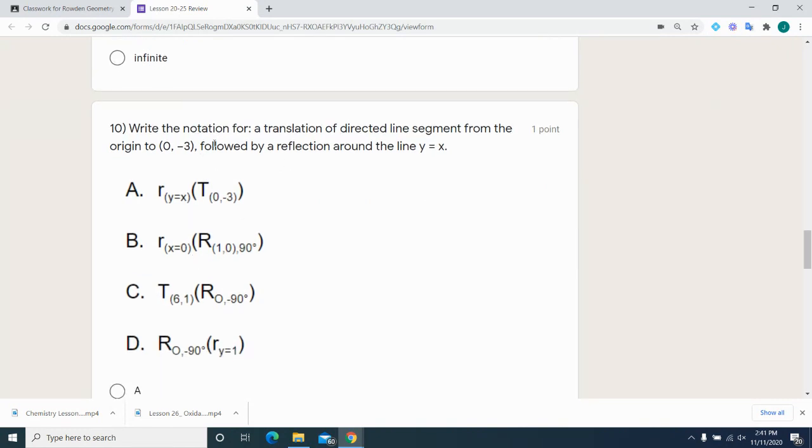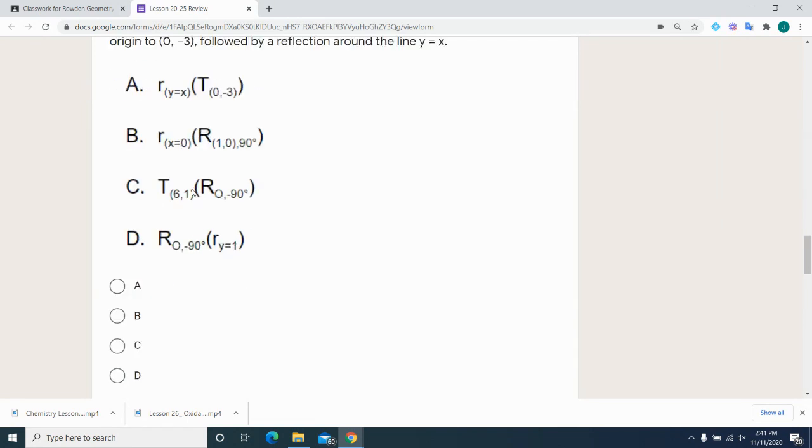Okay, so now we're going to write these translations. First, we do a translation of 0, -3. So remember, do we put what's first on the left or put it inside the parenthesis? The answer is on the right inside the parenthesis. So first we do 0, -3, followed by a reflection over y equals x. Here we go right here.